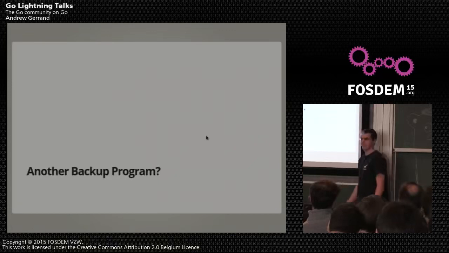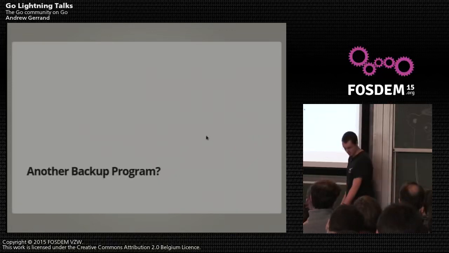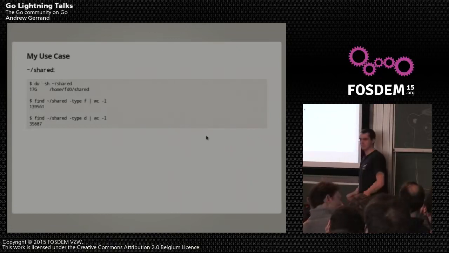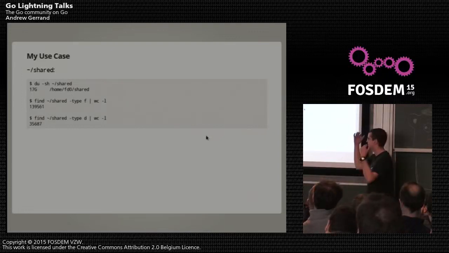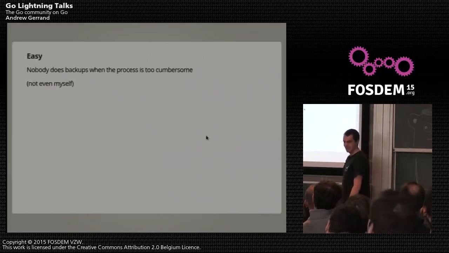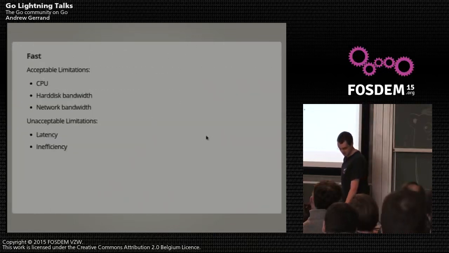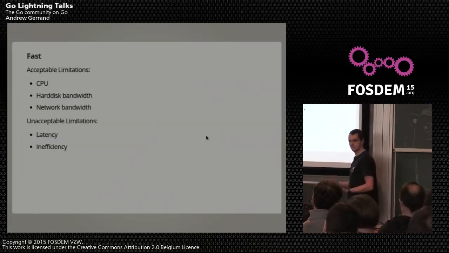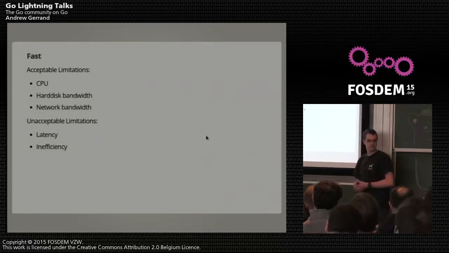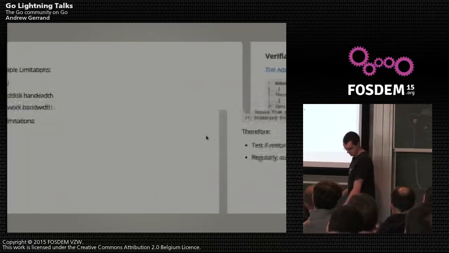Okay, so the question you're all asking yourselves is why another backup program. This is my use case. I have a shared directory in my home dir, and that's 16 gigabytes, 140K files, and 40K directories. That's quite huge, and I would like to do backups. It must be easy because otherwise I'm tempted to skip it, and I'm rather lazy, I must say. It should be fast. There are several limitations I'm willing to accept, for example, CPU, hard disk bandwidth, or the bandwidth to the storage location. That's okay for me, but latency and inefficiency is not acceptable.